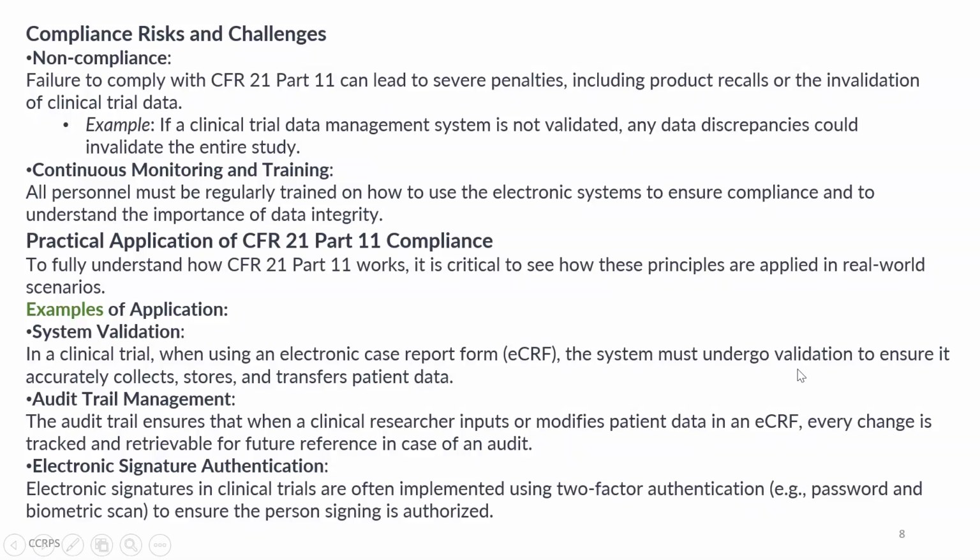The system must undergo validation to ensure it accurately collects, stores, and transfers patient data. Audit trail management: the audit trail ensures that when a clinical researcher inputs or modifies patient data in an eCRF or EDC, every change is tracked and retrievable for future reference in case of an audit. Electronic signature authentication: e-signatures in clinical trials are often implemented using two-factor authentication, for example, password and biometric scan, to ensure the person signing is authorized.